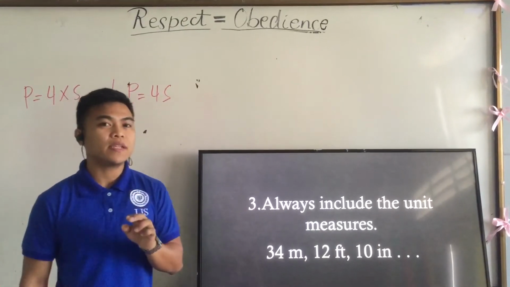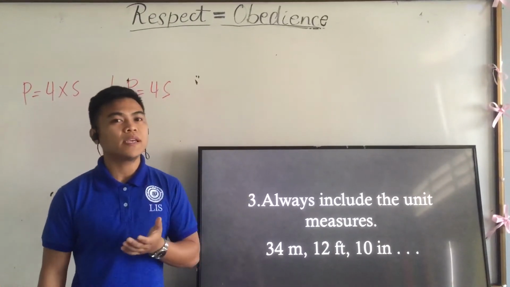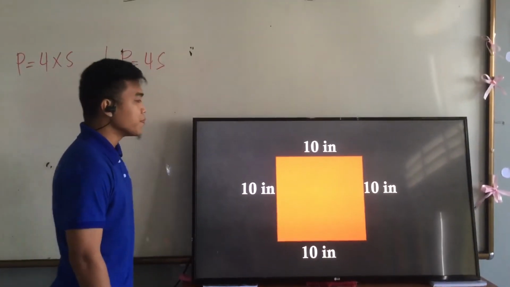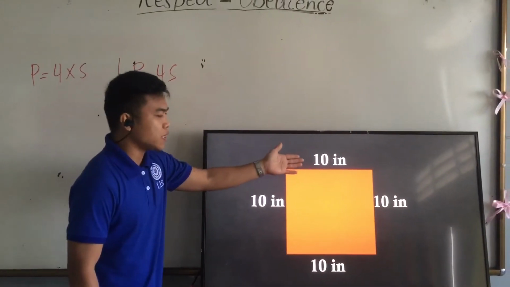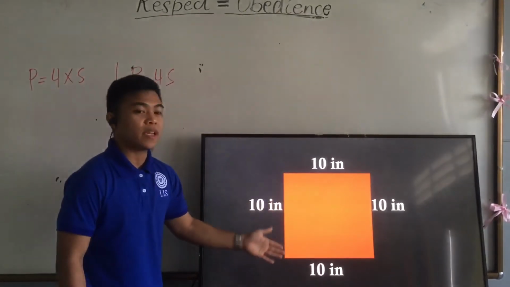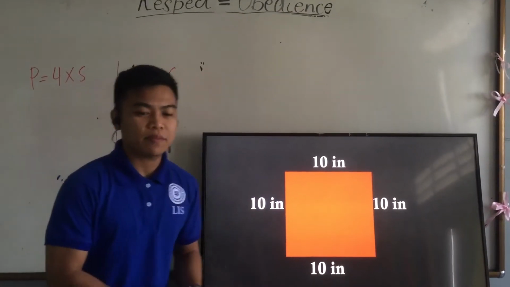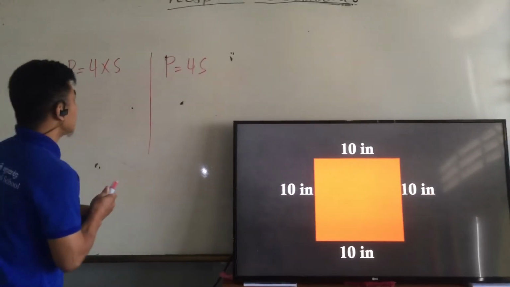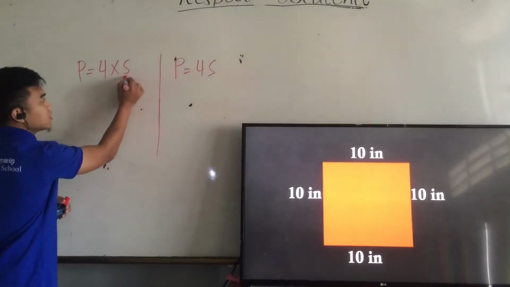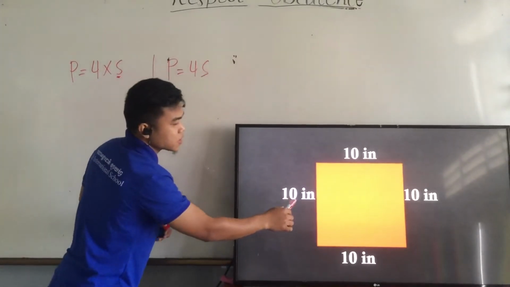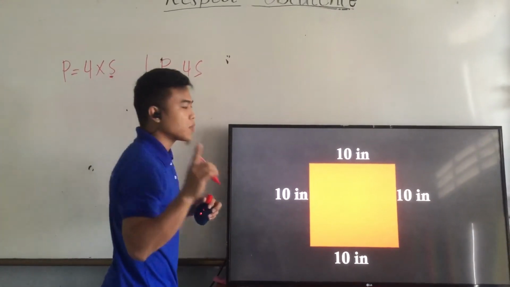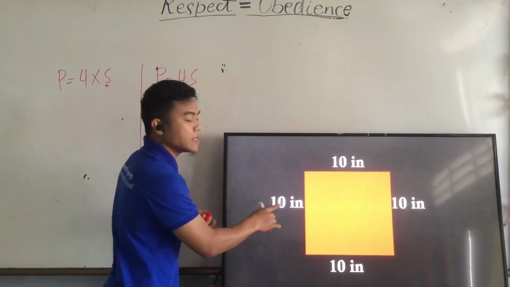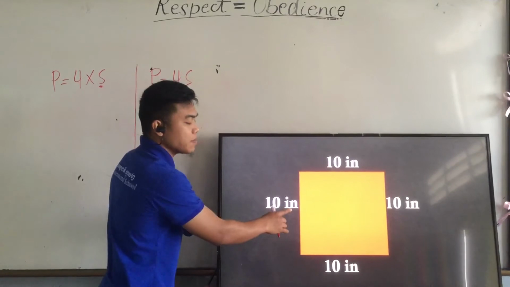So if you're ready now, if your books or notebooks are ready, let's proceed to question number 1. As you can see here, we have 10 inches, 10 inches, 10 inches, and 10 inches. Let me get my marker first, then let's answer on the board. So S is equal to 10 inches because, as I said in fact number 1, all the sides are the same, the same in number and the same in unit measure.